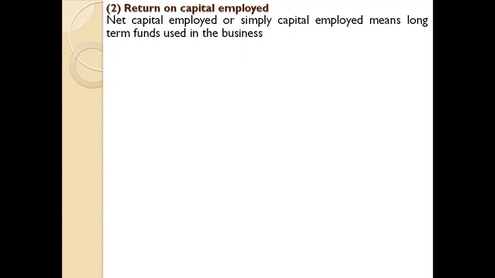Next one, return on capital employed. As we have discussed the capital employed aspect in many previous sessions, you need to have an idea about what is meant by capital employed and how capital employed can be found out. Return on capital employed establishes the relationship between profits and capital employed. It is a primary ratio and is considered the most widely used to measure the overall profitability and efficiency of a business.